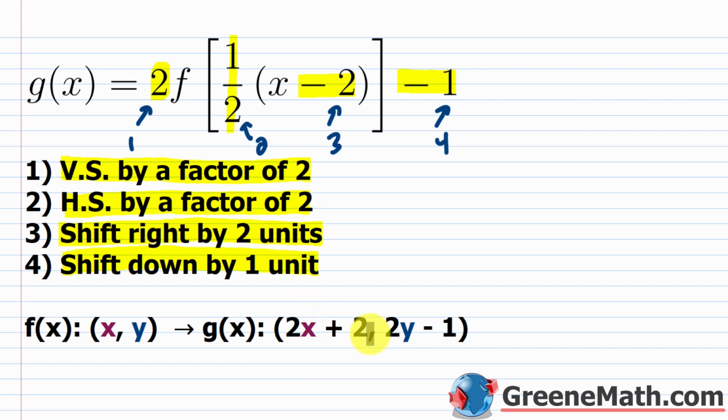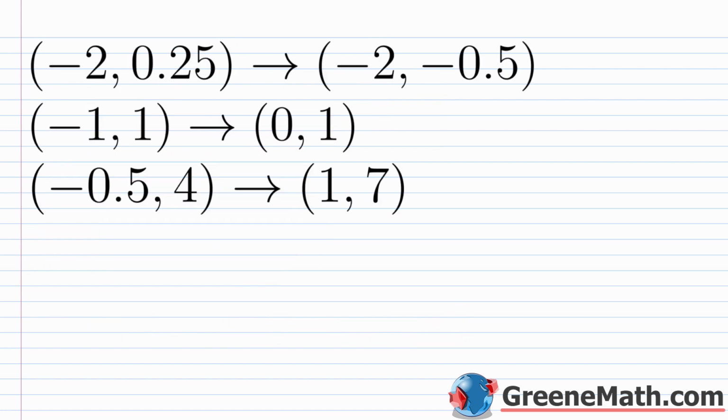So 2x plus 2, and then comma, you have 2y minus 1. That's coming from the vertical stretch by a factor of 2. Again, that's done first, and then shifting down by 1 unit, that's done second. All right, so again, you can pause the video and do these on your own. I've pre-written this to make it a little bit faster.